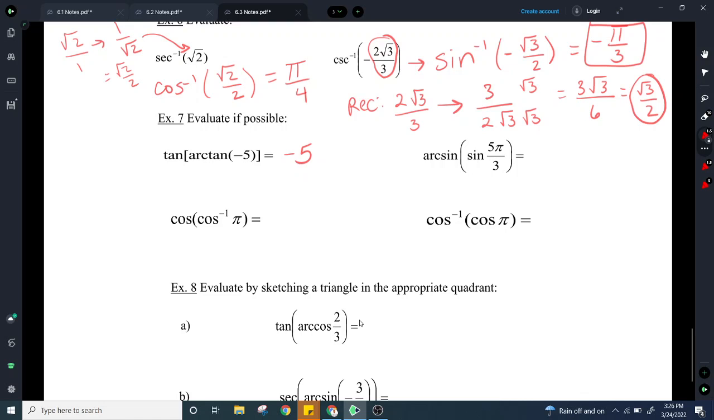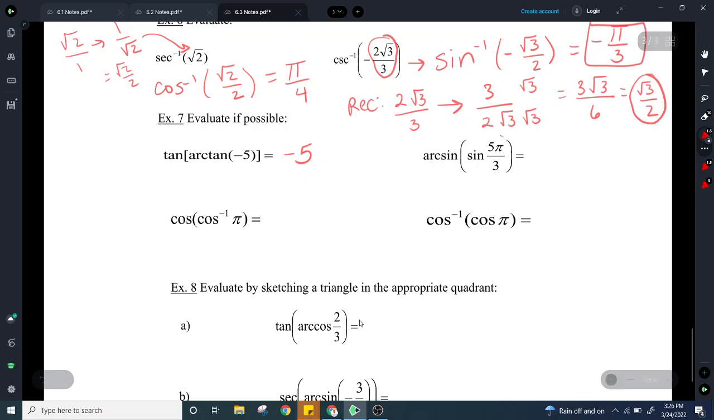The rest of these, let's be a little bit careful here about what's going on. If I just try to apply the same logic to this one, arc sine of 5 pi over 3, and just say the answer is 5 pi over 3, I have a problem because 5 pi over 3 is not in the range for arc sine. See how negative 5 is just kind of a generic number, but the rest of these are values that show up in our unit circle, 5 pi over 3 and pi. If you see that it's a unit circle value, I think a better strategy is to work your way from the inside out.